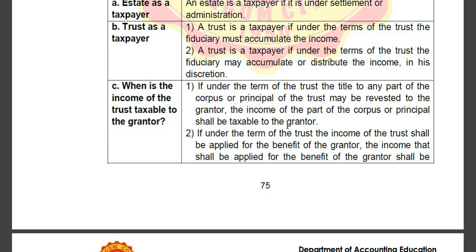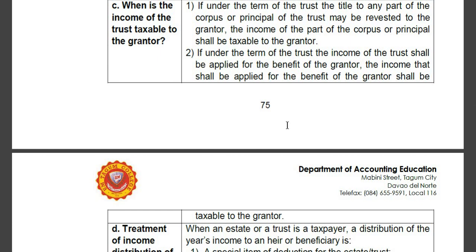If under the terms of the trust, the income of the trust shall be applied for the benefit of the grantor, the income that shall be applied for the benefit of the grantor shall be taxable to the grantor. So the same case as in number 1. In number 2, if an income of a trust is applied to the benefit of the grantor, then such income applied to the benefit of the grantor will be taxable to the grantor.